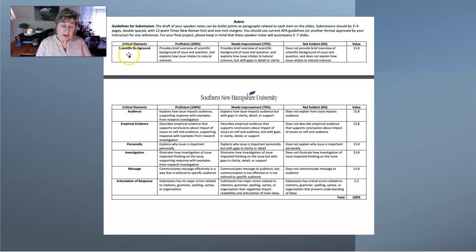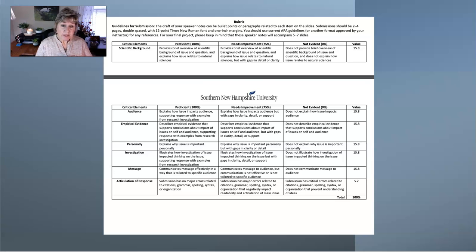So I would have a slide, I'm trying to use my mouse here, a slide on the scientific background, the audience, the empirical evidence, why this affects anybody personally like you, the investigation, and the message. I would have a slide for each of those. But you're also going to need the speaker's notes for these to explain this part right here, where you explain each of these. Articulation and response is just that you use the right grammar and spelling and all that.